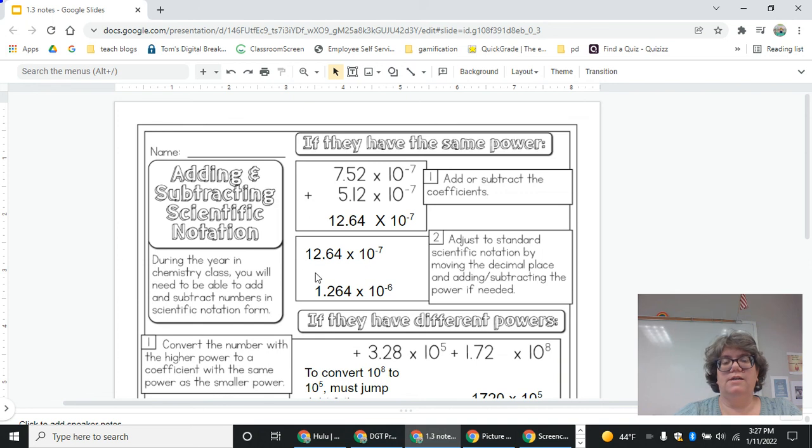But this is not in correct scientific notation because there should only be one place to the left of the decimal. So I have to adjust it, move my decimal point one place to the left. So I get 1.264. And because I moved one space, I add 1. Negative 7 plus 1 is negative 6. So I have to just add and then change my scientific notation if the number needs it.